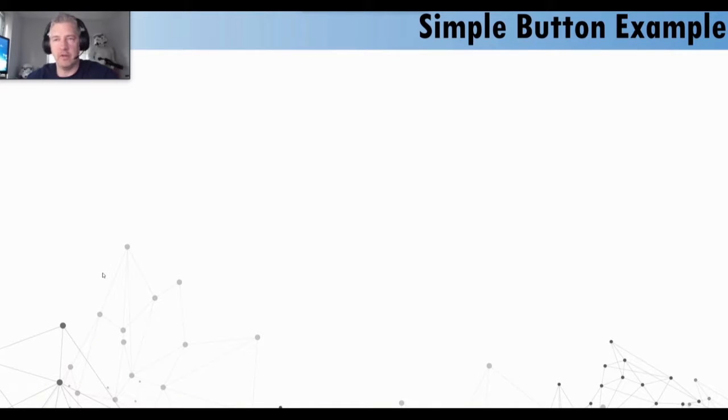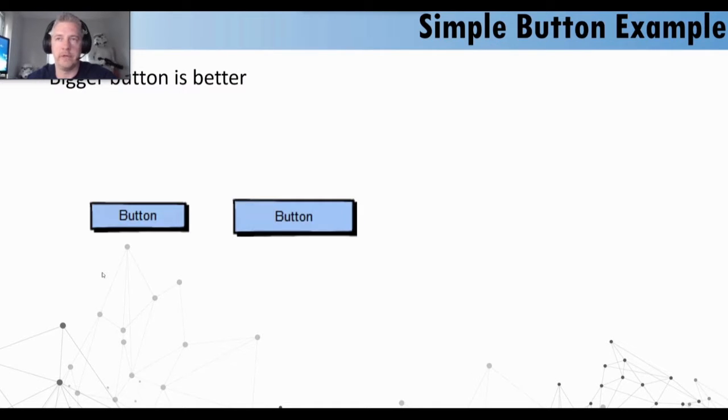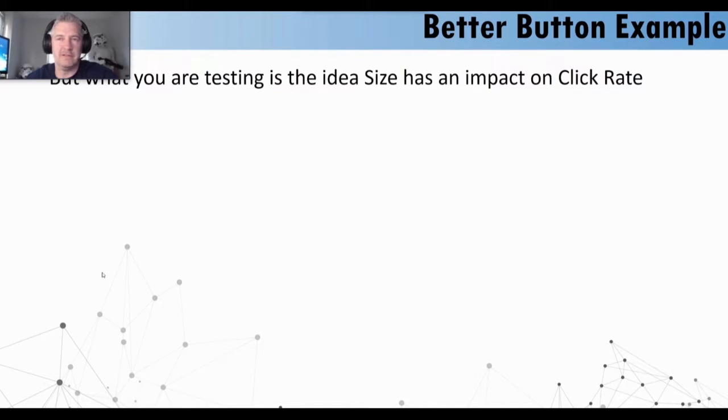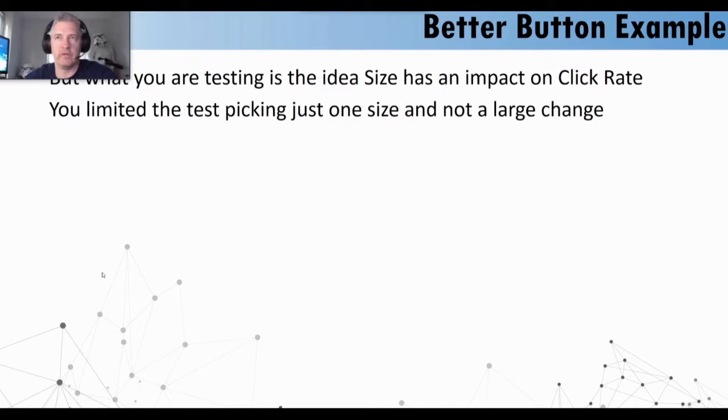So I'm going to finish off with a simple button example. And I kind of sneered earlier on saying, oh, button tests aren't really going to show much. But it's used as an example because it is a simple concept. But as we'll see, maybe it's not that simple. So quite often here, bigger button is better. There you go, bigger button. But a better example would be size has got an impact on click rate. That's really what we're trying to establish.